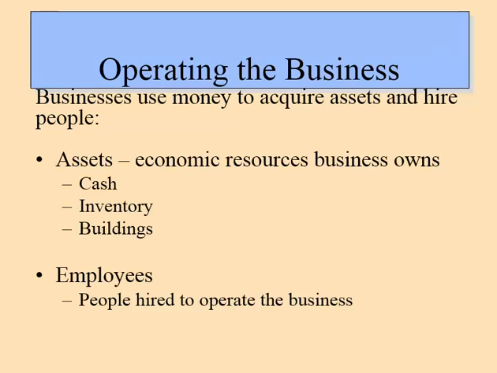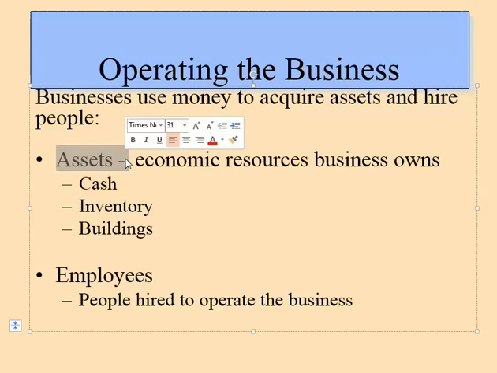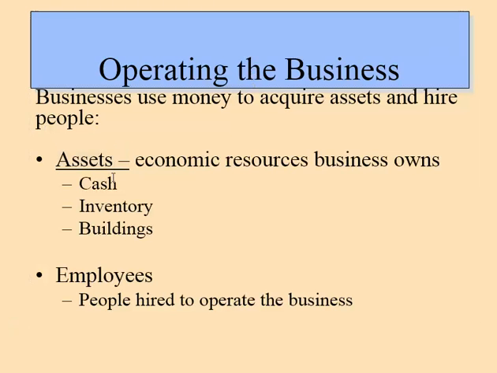A business then uses the money to acquire assets and to hire people, and an asset is an economic resource that a business owns and can use to operate the business. Assets include cash, inventory, and buildings. So if you think about it, something that a business owns, we call that an asset. A business also hires people called employees to operate the business for a period of time. But employees are not assets. The company doesn't own them, even though sometimes we tend to think that. That's not the way it actually works.